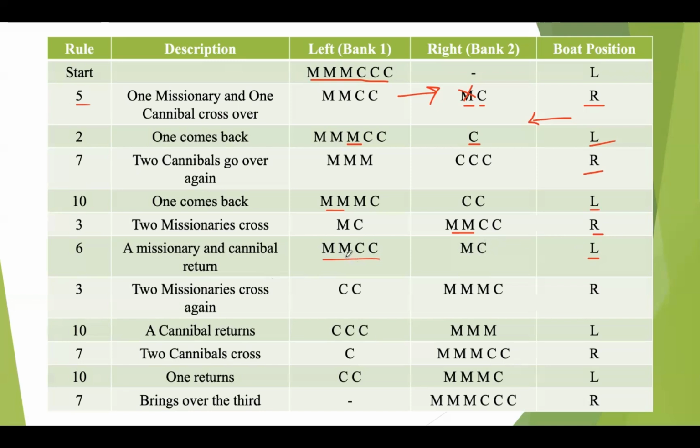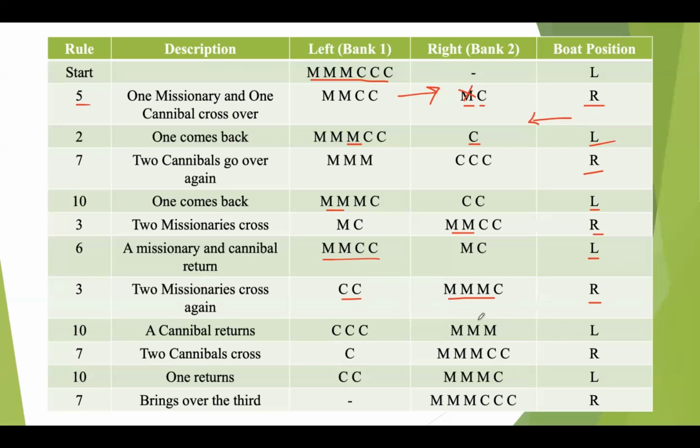After that, you need to move. So 2 missionaries should cross again now. So take these 2 missionaries. So if you move these 2 missionaries towards the right side, now we have 3 missionaries and one cannibal towards the right side of the river, and there are 2 cannibals on the left side. So the boat is towards the right. The boat is at the right side of the river now.